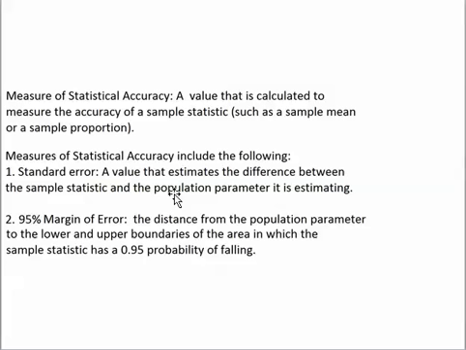A researcher who's doing a study to estimate a population statistic doesn't have to calculate both of these. The researcher can just calculate one or the other, or the researcher could calculate both. They're really just two different options to measure the accuracy of a sample statistic.